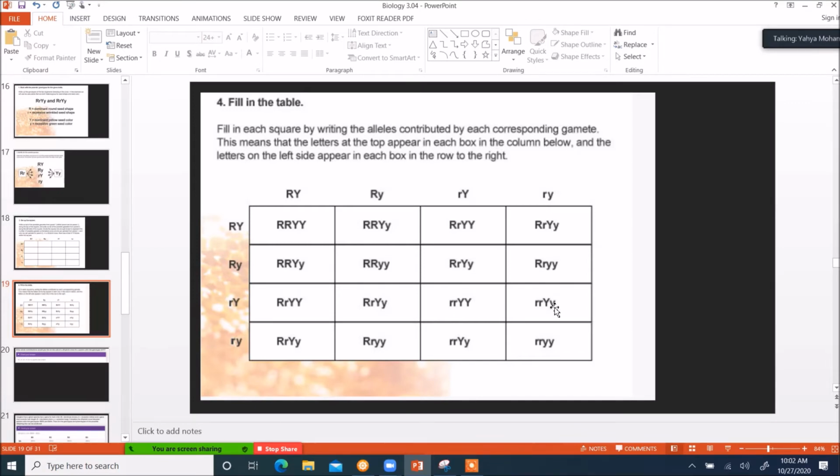In this case, you see the capital Y. The capital Y only dominates over the lowercase y, not over the R's. It doesn't have anything to do with the R's. All right, does that make sense?